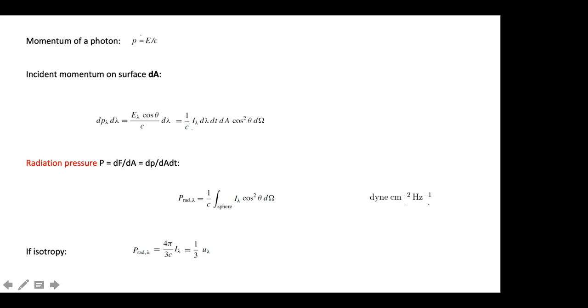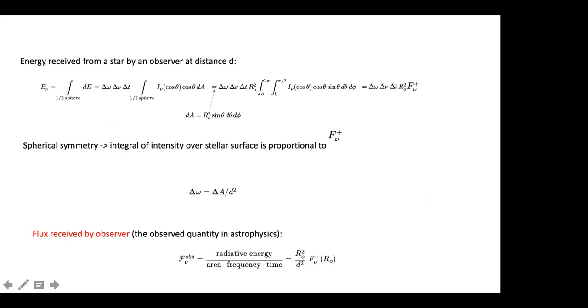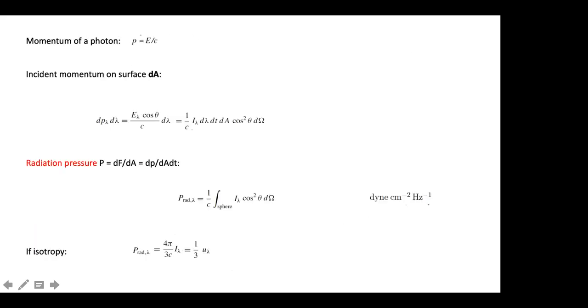And eventually, in case of isotropy, just recalling what we've seen previously, you get a very easy expression of the radiation pressure.